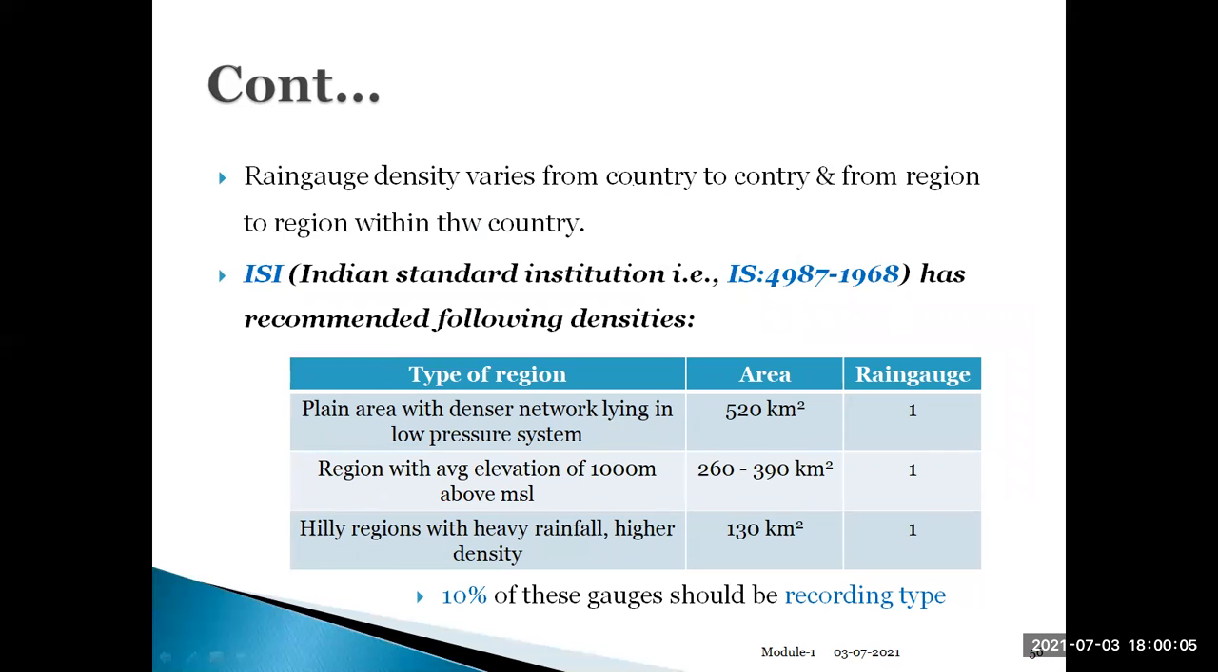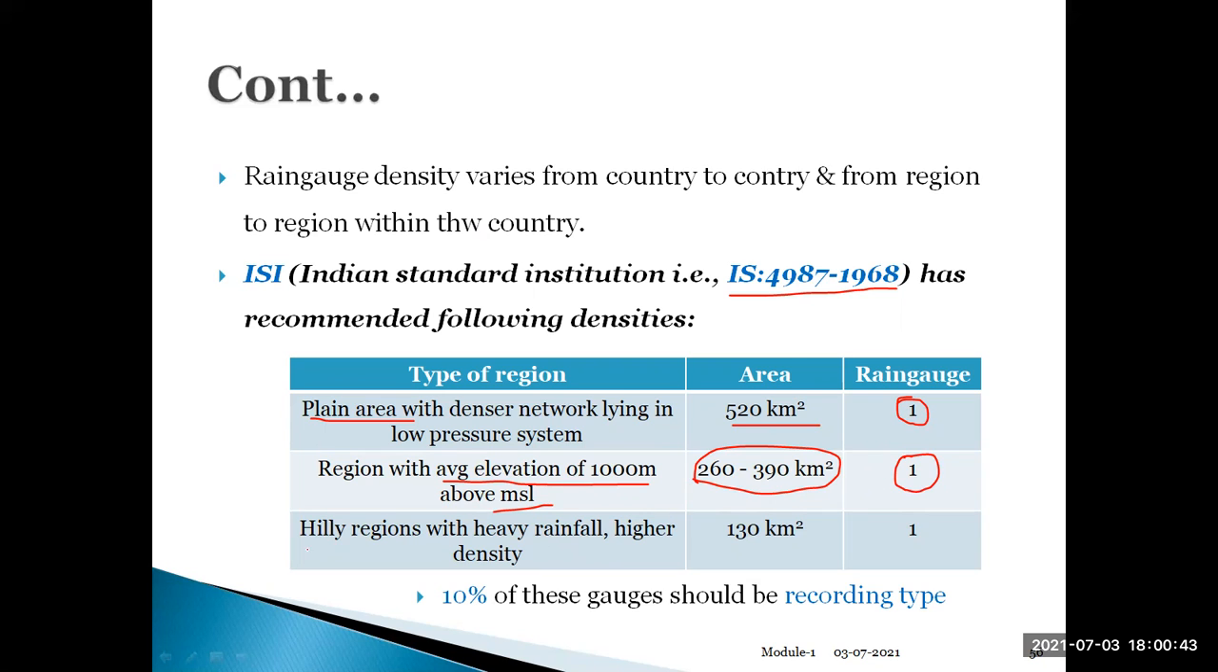Okay, so that's why the Indian Standard Institution, that is ISI, has recommended some other densities based on the region, according to IS 4987:1968. So ISI has recommended for a plain area of 520 square kilometers, 1 rain gauge, and for a region with an average elevation of 1000 meters above MSL, with an area of 260 to 390 square kilometers, 1 rain gauge is acceptable.